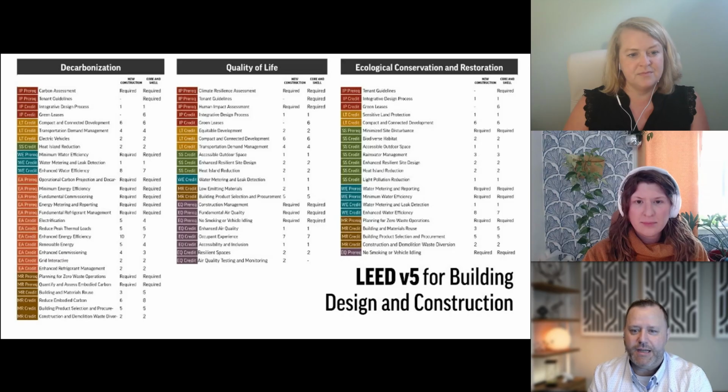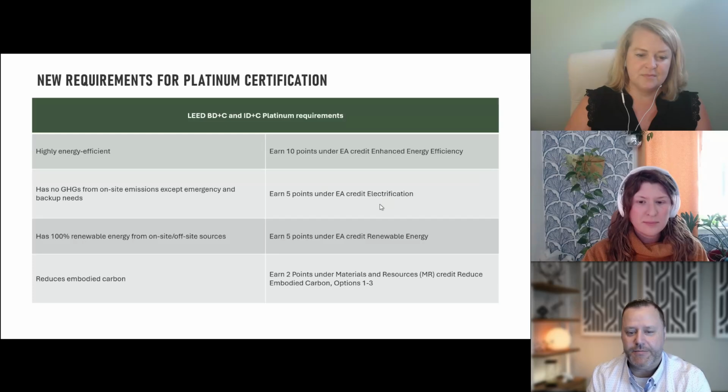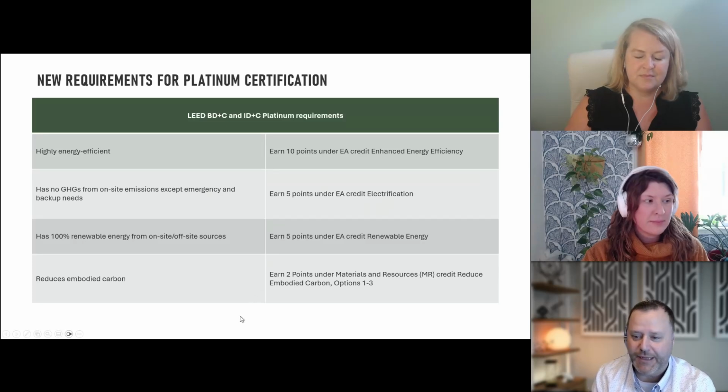And as I was mentioning, we have some requirements for platinum. So any building that wants to get the platinum certification, which is our top tier, must achieve 80 points out of 100, plus earn these specific credits. So you have to get 10 points under the EA Enhanced Energy Efficiency credit. There has to be 5 points under electrification. So there's a big push towards electrification of buildings in LEED v5.